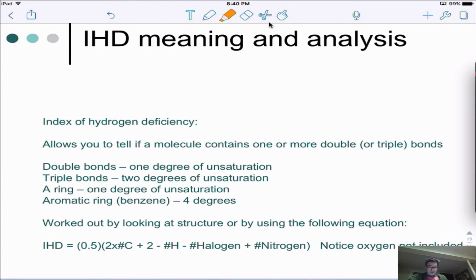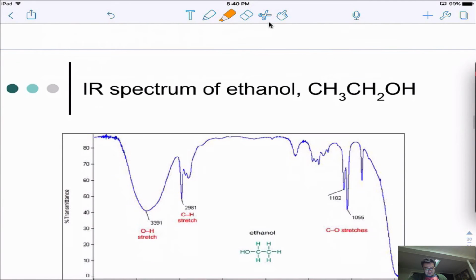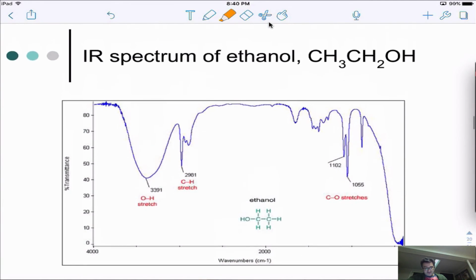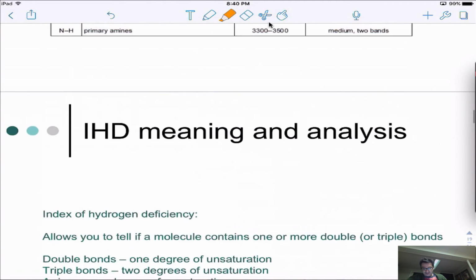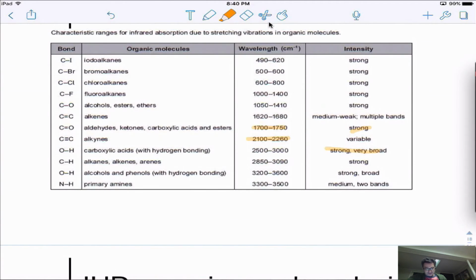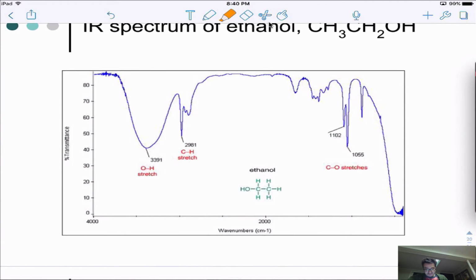Okay, so I'm going to stop here. Oh, wait a second, I'm not going to stop here. Let's just look at this one spectrum to get an idea and match it up. So here's ethanol, and they're showing you a CH stretch. If we go back to our data booklet and look at our CH stretch, it says alkanes, alkenes, and arenes are around 2850 to 3090, and here it is.